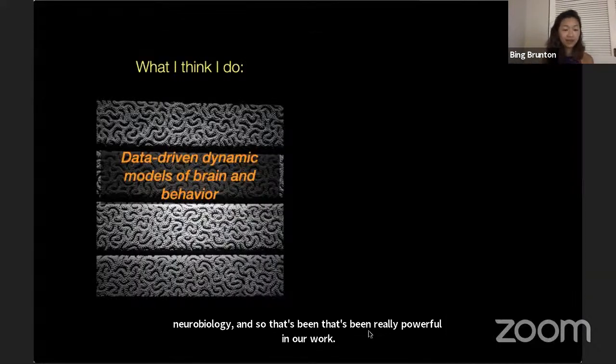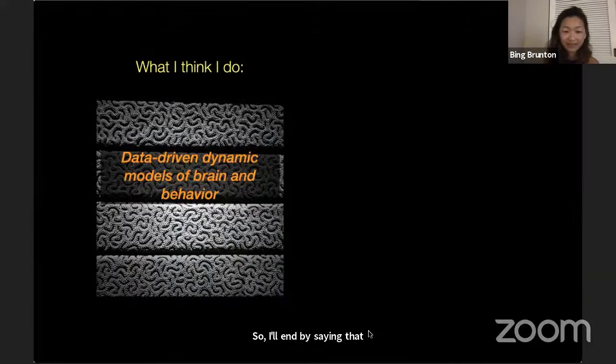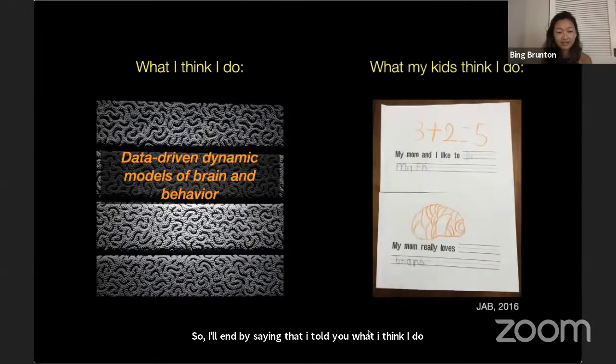So I'll end by saying that I told you what I think I do, which is data-driven dynamic models of brain and behavior. What my kids think I do is, this is a little book that came home, my son, when he was in kindergarten. My mom and I like to do math, and my mom really likes brains. So my kids know me pretty well. This pretty much sums it up.